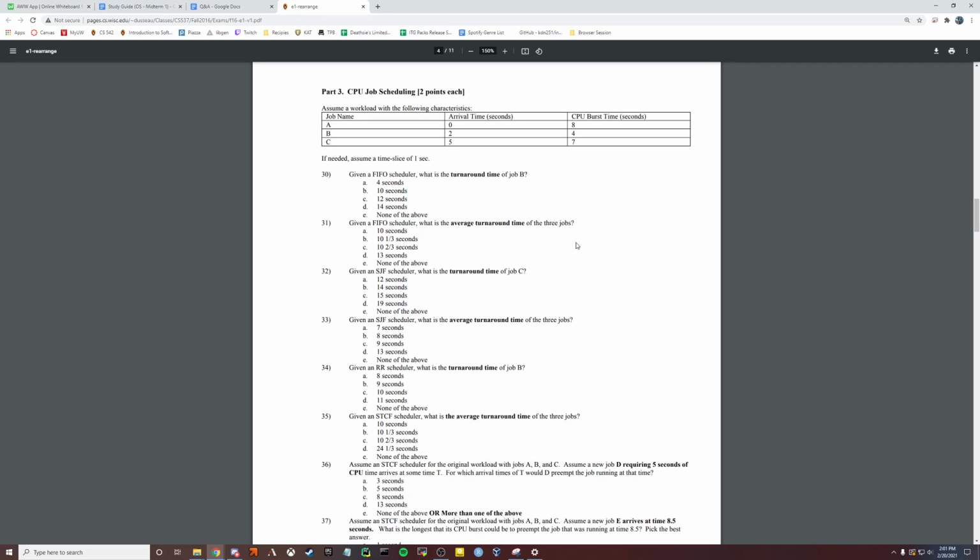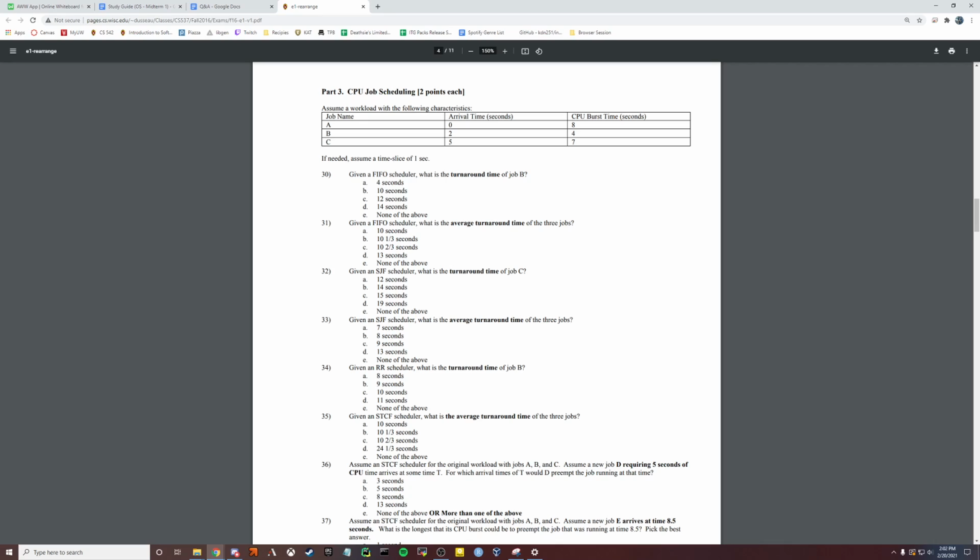So turnaround time is time of completion minus arrival time, right? That would be 12 seconds? No, what I said can't be right, because if it was completion time minus arrival time, it would be 6 minus 2, right? So it'd be 4 seconds? So arrival time is 2, completion time would be 6, correct?